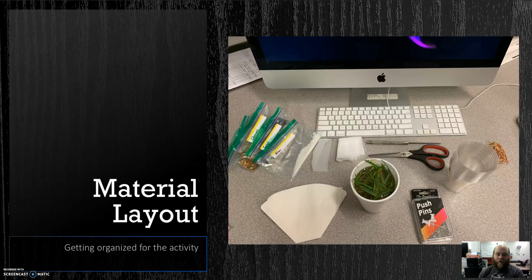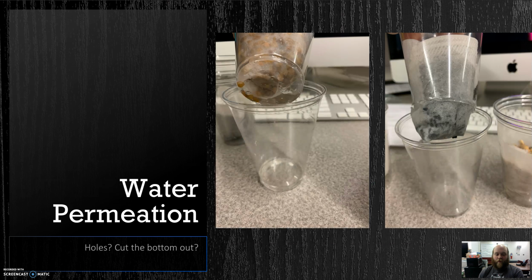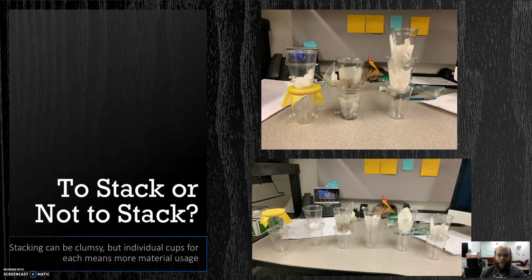So material layout, you can see I have all the materials there, and for the mesh I was using screen printing mesh. It actually did a really good job of filtering. So water permeation, do I cut holes, or do I poke holes in the bottom with the awl, or do I try and cut it out? I didn't like the way the cutout was going, so I ended up going with just poking holes in the bottom of the cup, and it worked well.